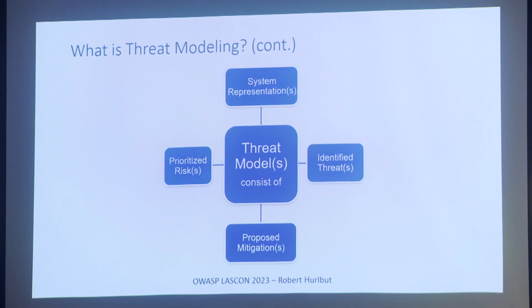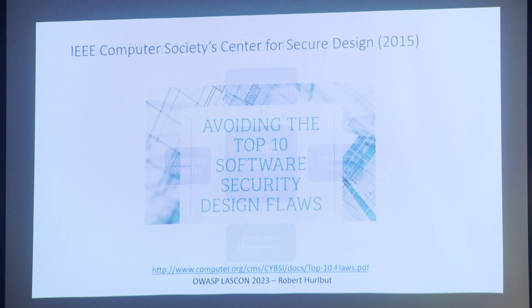So typically a threat model consists of these several items. System representation: it could be a diagram, it could be a description, or a combination of both. Identified threats, and any mitigations against those threats. And sometimes we also include risks that are prioritized based on those mitigations that we've identified or proposed to address those identified threats.